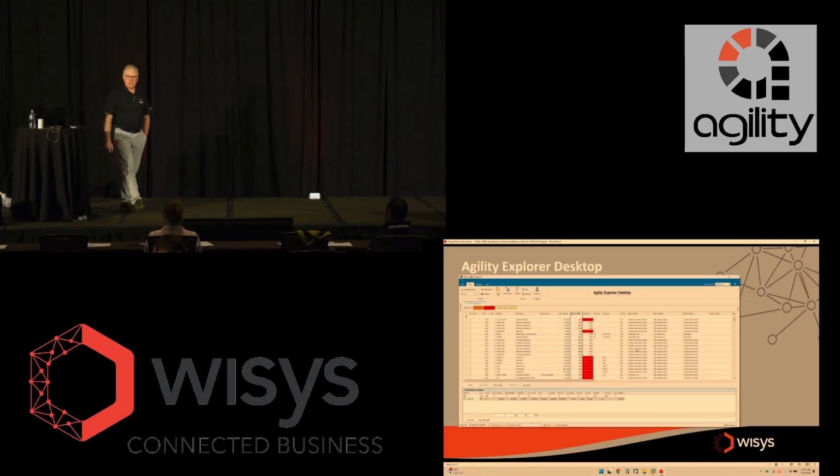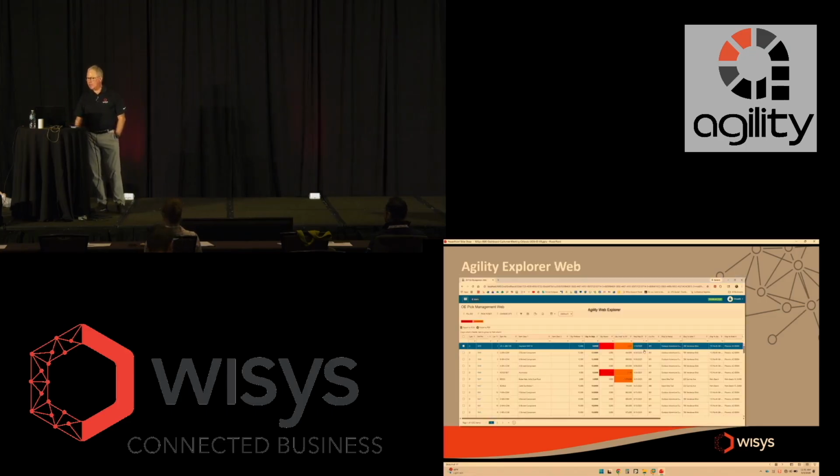So if you've been a customer or one of our partners, you've probably had some experience with Agility on the desktop. And so we're going to look at that a little bit. And then this is the Agility web product. There are some differences between these products, but by and large they're grids and you can do stuff with them. You can transact just like you can on the desktop.